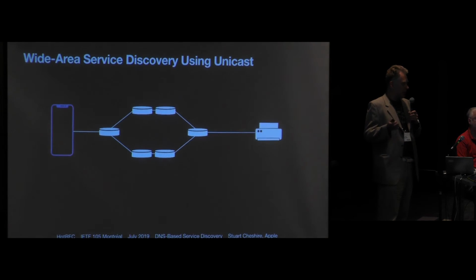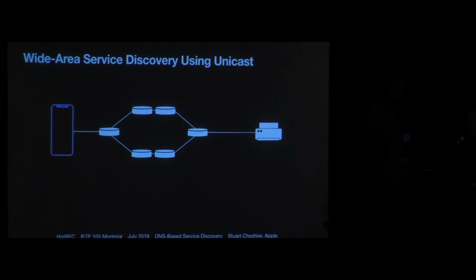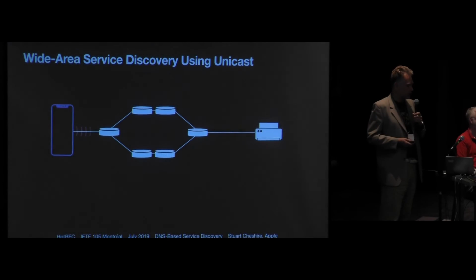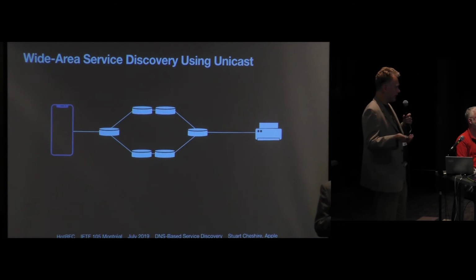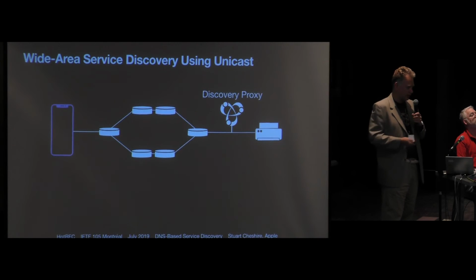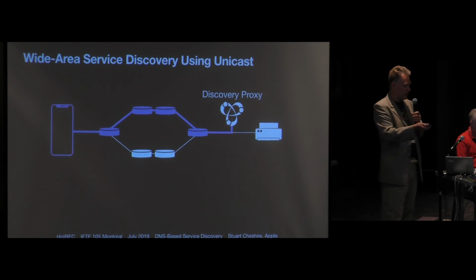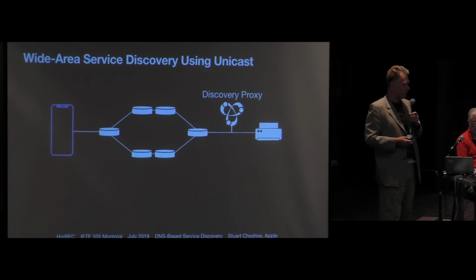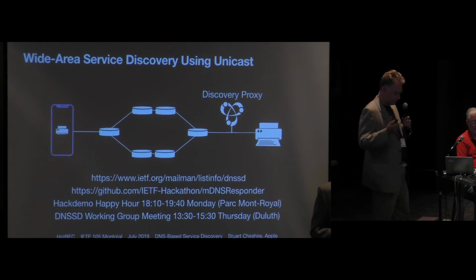So we want to discover things that are multiple hops away without flooding the multicast. If you do this with your iPhone today, you send a multicast, but the printer's not nearby. We solve that by adding a discovery proxy. Your device now makes a TCP connection by sending IP packets, multiple hops through that network. The discovery proxy can then do the multicast on your behalf and send the answer back. You discover the printer, you can now make an end-to-end TCP connection and use that.